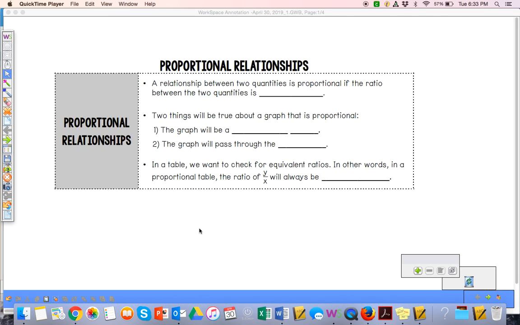Going to review proportional relationships. We already talked about it a little bit in third quarter, but before we can continue on with slope, we need to freshen our memories on proportional relationships. A relationship between two quantities is proportional if the ratio between the two quantities is constant.